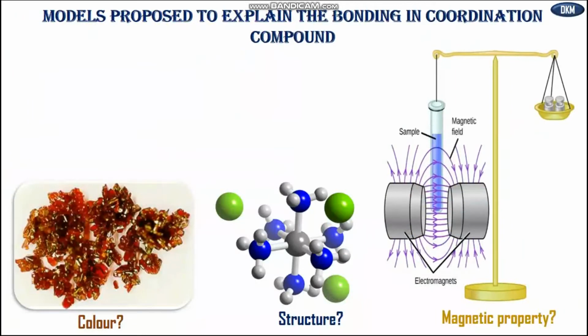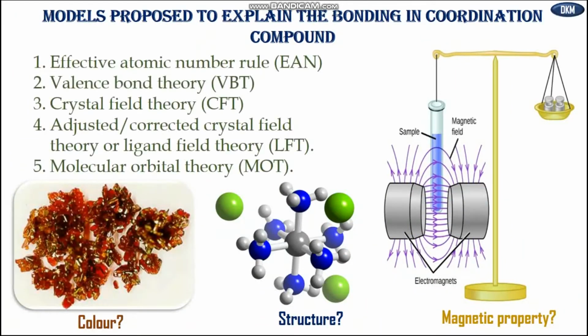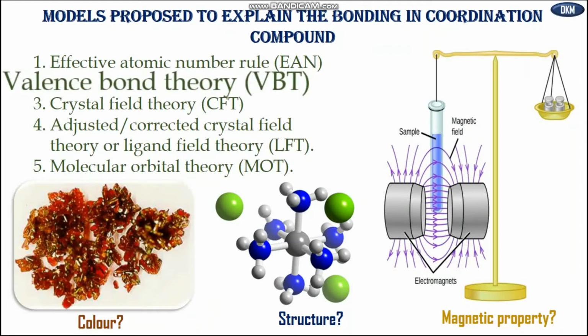And the new theories are the effective atomic number rule, in short EAN rule, valence bond theory, in short VBT, crystal field theory, in short CFT, adjusted or corrected crystal field theory or ligand field theory, in short LFT, and molecular orbital theory, in short MOT. In this lecture, we will concentrate only on valence bond theory, that is VBT. In the incoming classes, we will focus on the rest of the theories.